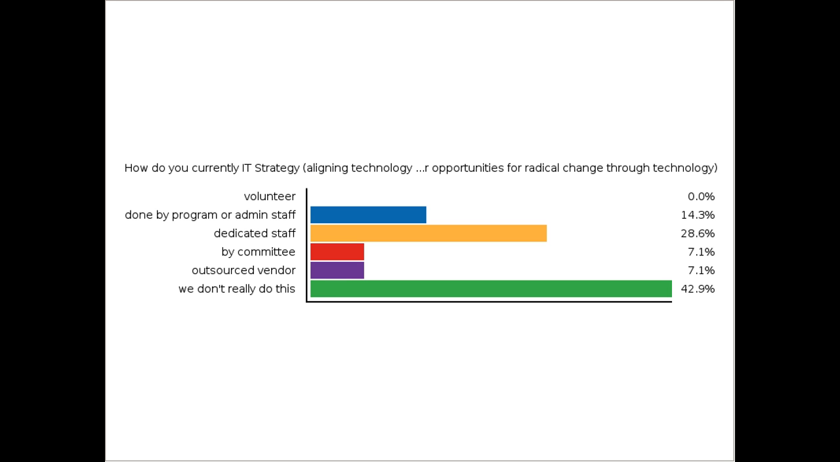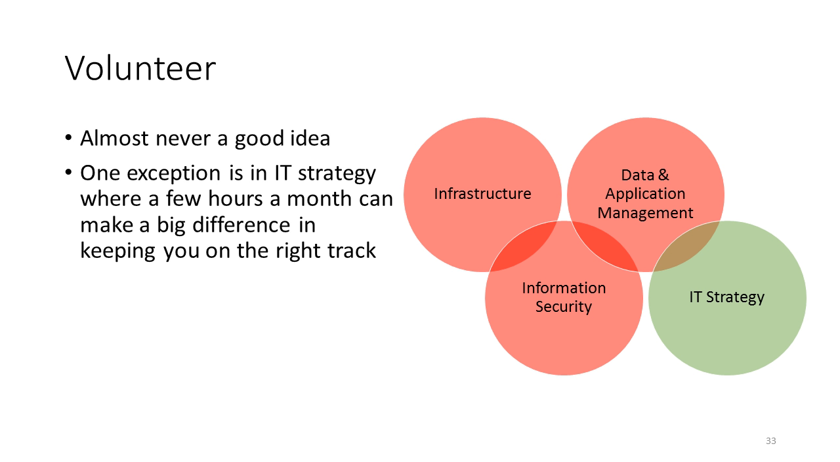So we'll return to these at the end of this portion, and we'll go over the results. What we're going to do is go through each of those different options that you answered, volunteer, internal staff, etc. We're going to talk about how well those work with various components of your infrastructure, of your support. What works, what doesn't work. And let's start with volunteers.